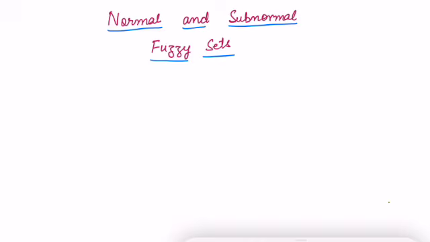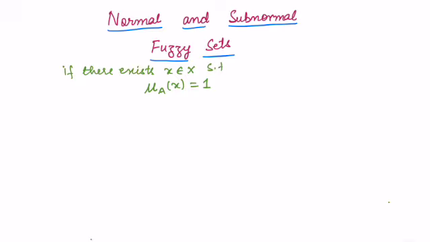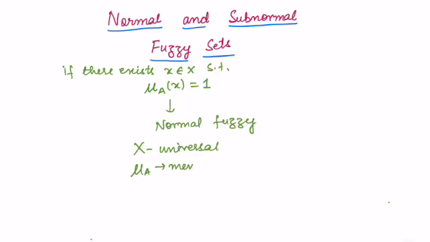So if the membership grade of any fuzzy set, say mu A(x), is equal to 1 for some x, or if we can say there exists a small x in X such that mu A(x) is equal to 1, then this set is said to be a normal fuzzy set. Let us recall one more thing. Here capital X is our universal set, and mu A represents the membership value.